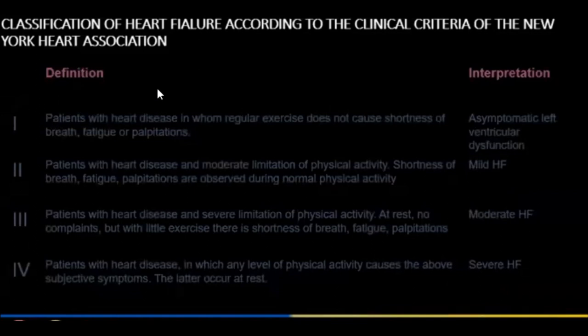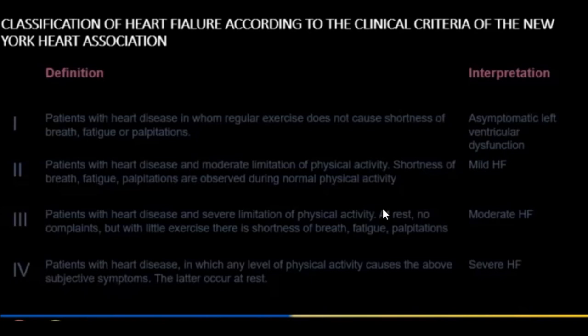Classification of heart failure according to the clinical criteria of the New York Heart Association. It's a four-stage definition. First, patients with heart disease in whom regular exercise does not cause shortness of breath, fatigue, and or palpitations. Interpretation: asymptomatic left ventricle dysfunction. Second, patients with heart disease and moderate limitation of physical activity, shortness of breath, fatigue, palpitations are observed during normal physical activity.